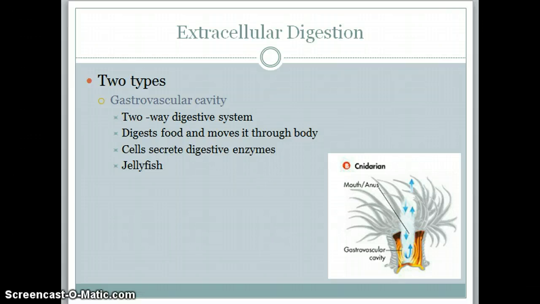An example of an animal that digests its food this way is a jellyfish. It uses tentacles to sweep food into its mouth, and then digestive enzymes secreted by specialized cells lining the gastrovascular cavity break down the food. The nutrients obtained from broken down food are absorbed into the circulatory system. Any waste products leave through the centralized opening.